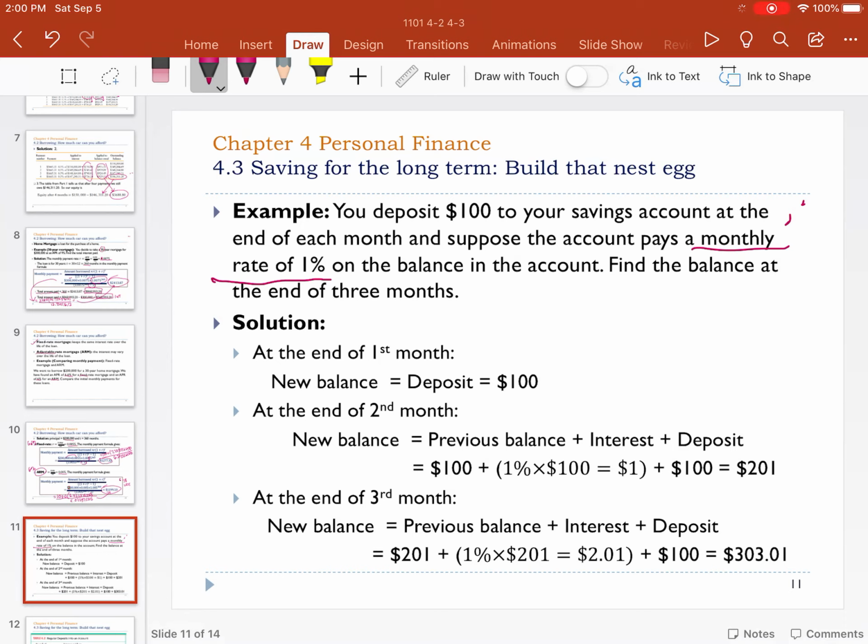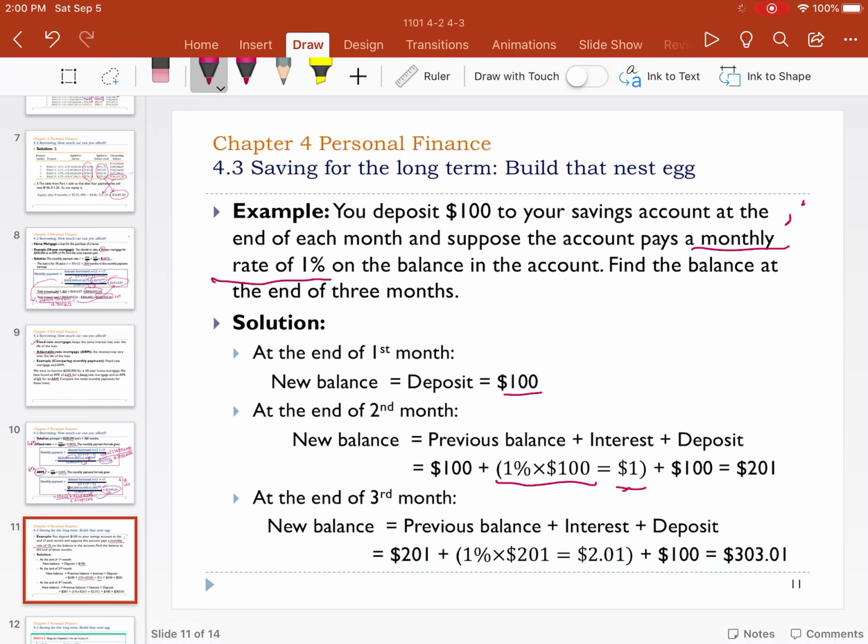Find the balance at the end of 3 months. So this one they just go through one at a time. You could form a little table here. At the end of the first month, simply you deposit $100. There's no interest been given to you yet. But at the second month, that interest kicks in. You get 1% of 100, which is pretty darn easy. That's $1.